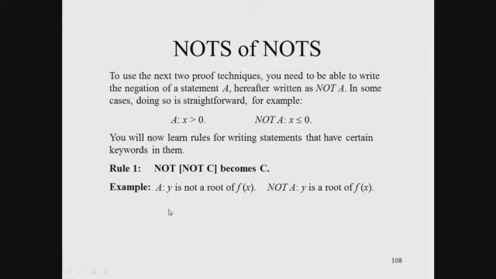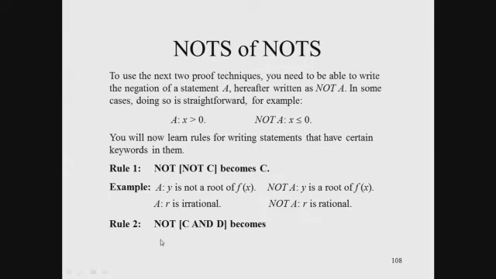Let's take this example here. R is irrational. That means R is not rational. What does it mean to say that this statement is not true? R is rational. So the not of a not cancels, and you just get the original statement back.